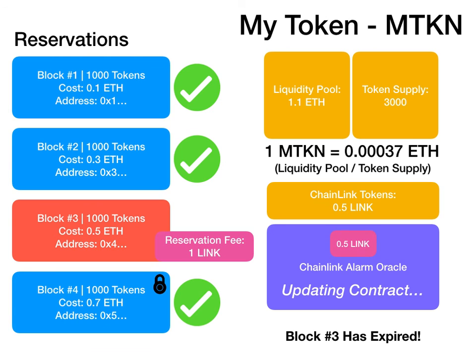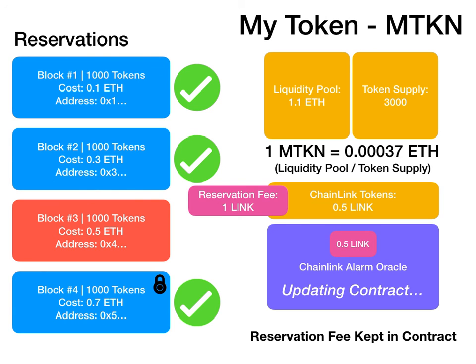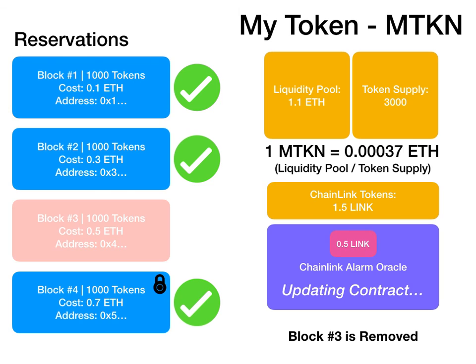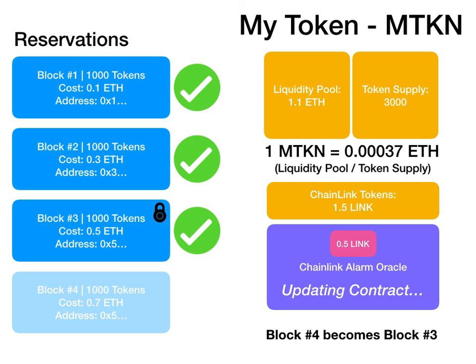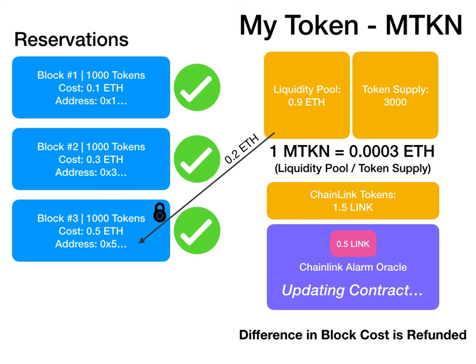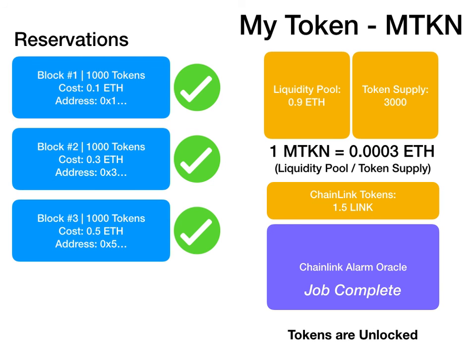So 24 hours later, it looks like block 3 has expired. No one has claimed it, no one has canceled it. So now we've got the Chainlink Alarm oracle here updating our contract. And the reservation fee, the entire fee, will get left in the contract from block 3 since they didn't cancel it or claim it. Block 3 is now removed, and like before, block 4 becomes block 3. The price is adjusted, refunded, and the tokens are unlocked.